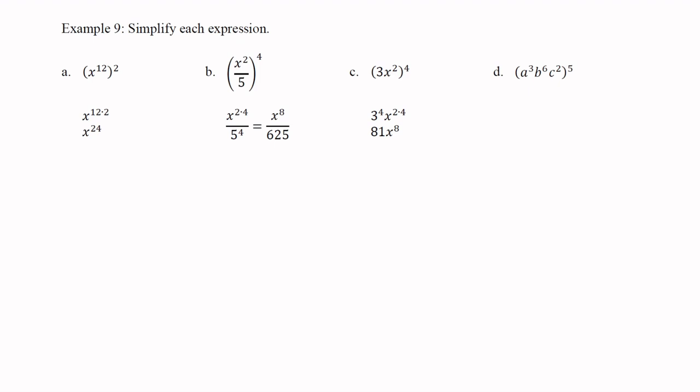Again, for d, that 5th power is operating on everything inside the parentheses. And we're going to use the power to a power rule for all 3 pieces inside the parentheses. So we'll do a to the 3 times 5, b to the 6 times 5, and c to the 2 times 5. When we multiply all those powers, we get a to the 15th, b to the 30th, c to the 10th. And yes, that is a monomial because it is all one term. We have variables raised to exponents, but it is a monomial.